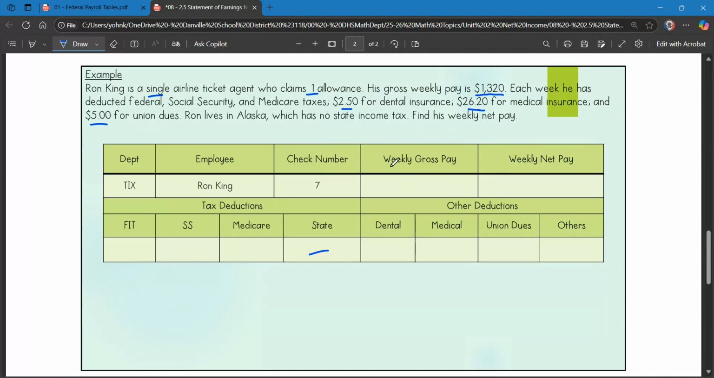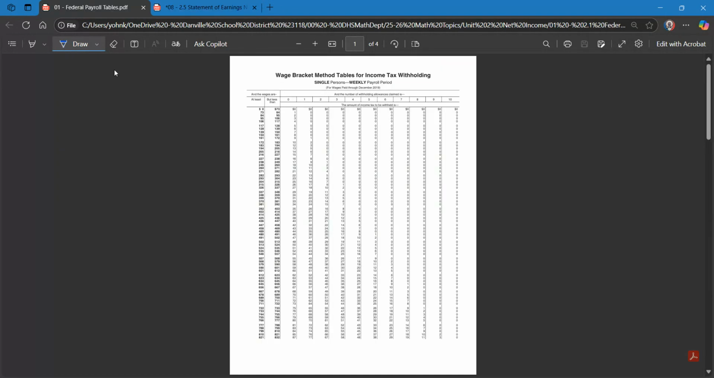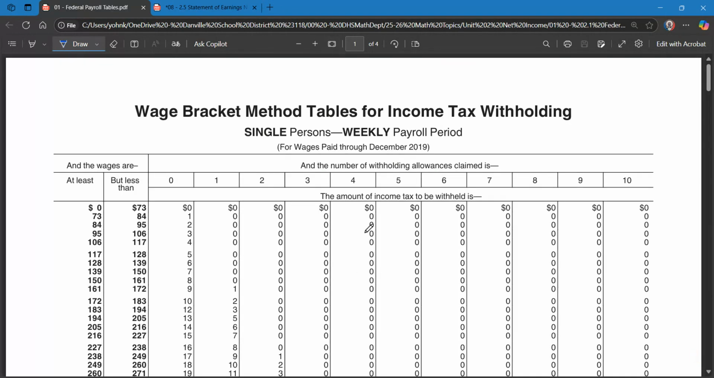Weekly gross pay is the first thing we need to fill in. His weekly gross pay is $1,320. I'll put a 0.00 just so we can see it. Now, weekly net pay is the whole point of the problem, so I need to find that answer. Let's go to the next row. FIT, that's your federal income tax. So we need to know single, we need to know one allowance, and we need to know weekly pay, $1,320. So let's go single, one allowance, and $1,320.